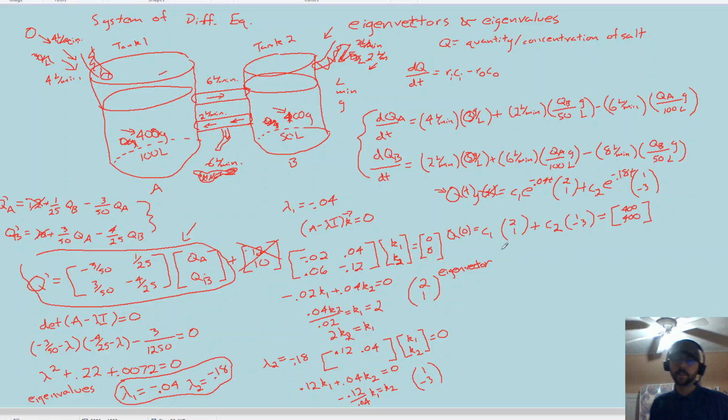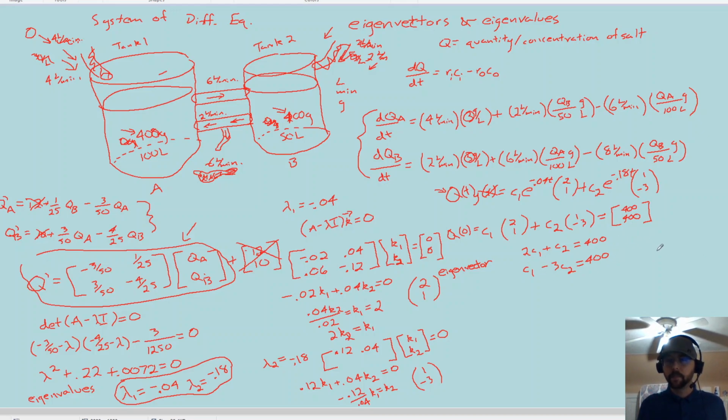And now we solve this. So the way that this works is this C1 goes with the top and the bottom. This C2 goes with the top and the bottom, but otherwise the top and the bottom are separate. So this is going to be 2 C1 plus C2 equals 400. And then C1 minus 3 C2 equals 400. And then we just solve.